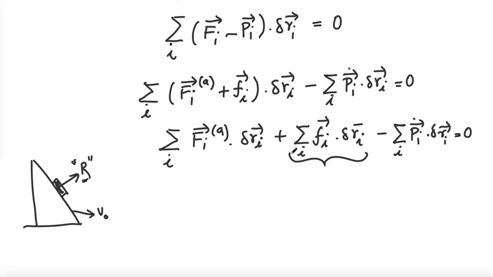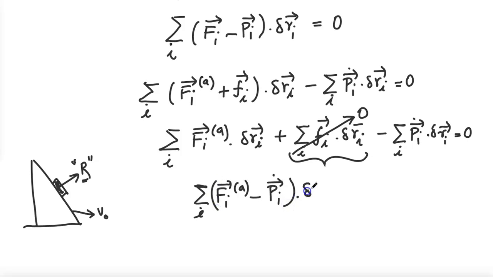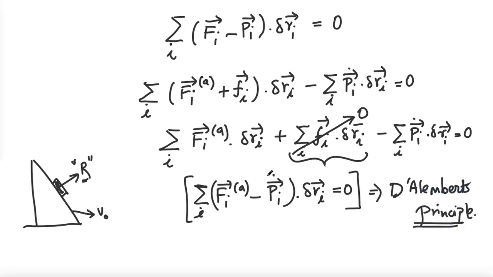So here this will go to 0 and hence we will write summation over i of (F_i bar A minus P_i bar dot) dot del r_i bar is equal to 0. This is the final form of D'Alembert's principle. This is D'Alembert's principle itself. Some questions based on D'Alembert's principle I will talk about in the next class.